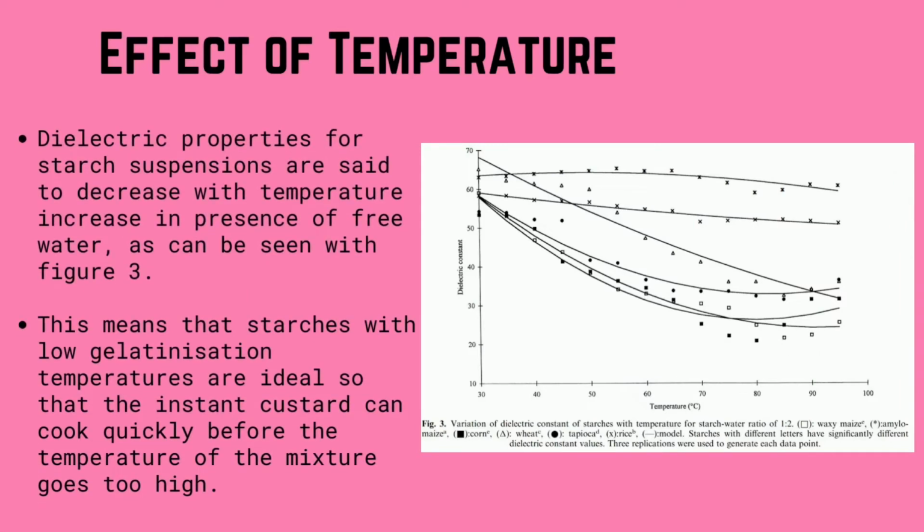So now with base values, we can talk about the factors that can affect the dielectric properties of a food. The first is temperature. It is said that dielectric properties of starch suspensions will decrease with the temperature increase in the presence of free water, because starch suspensions are full of free water. So this means that if you look at figure 3, you will want your starch to have a low gelatinization temperature so that the custard can cook quickly before the temperature of the mixture goes too high and reduces the effectiveness of the microwave heating.